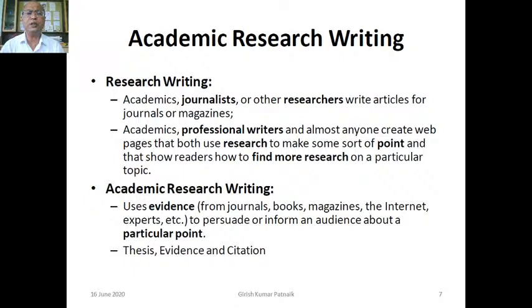Whereas, if you look at academic research writing, the evidence plays a very, very important role. If you want to justify, you must have evidence. So obviously, citation is very, very important. It is not only the citation, but also the bibliography or the references that you are going to include. That plays a very, very important role. And that is why we call it academic research writing.